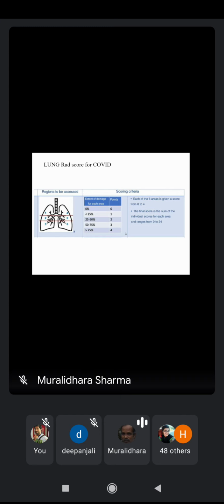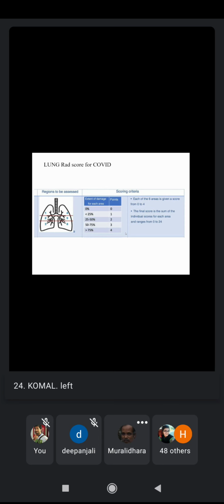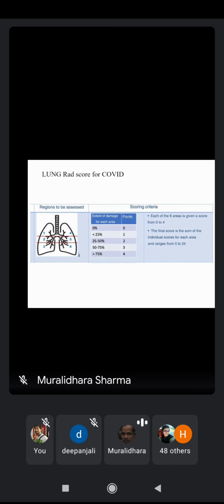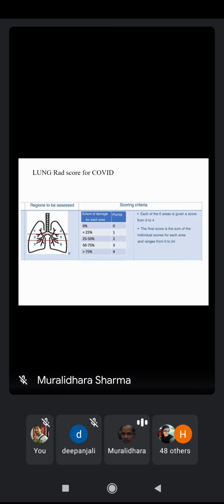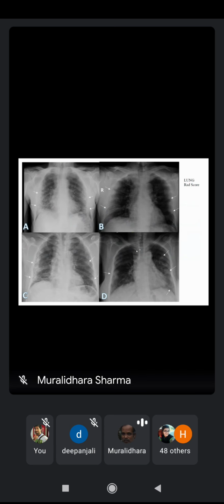But the important thing is that in each area the number of lesions has to be counted, and then you give a score of 0 to 4 to each zone, so that you can have a total score of 24. That's the popular one. Again, to give examples of lung scores, in this X-ray you can see there are 4 X-rays of different scorings.